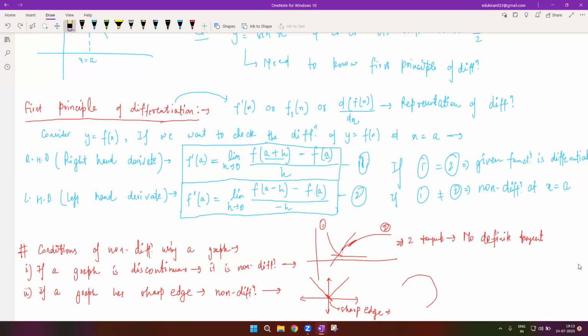And this happens in two cases. One, when the graph is discontinuous, and the second, when the graph has a sharp edge. Sharp edge means it turns from anywhere, straight away, meaning the graph is turning suddenly. This is not a smooth transition. Okay.